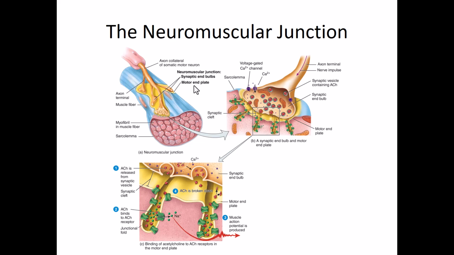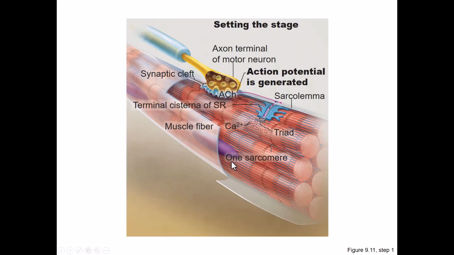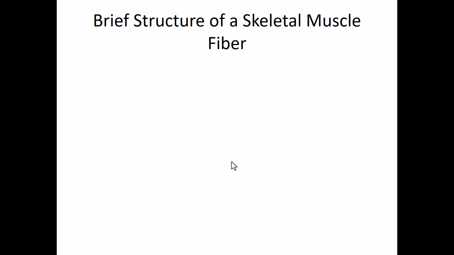Now that we know a neuromuscular junction is essential to cause our skeletal muscle to contract, let's look at some of the proteins of muscle contraction. So if we're looking at the anatomy of a skeletal muscle fiber, just a reminder that when we refer to a skeletal muscle fiber, we are talking about a skeletal muscle cell.